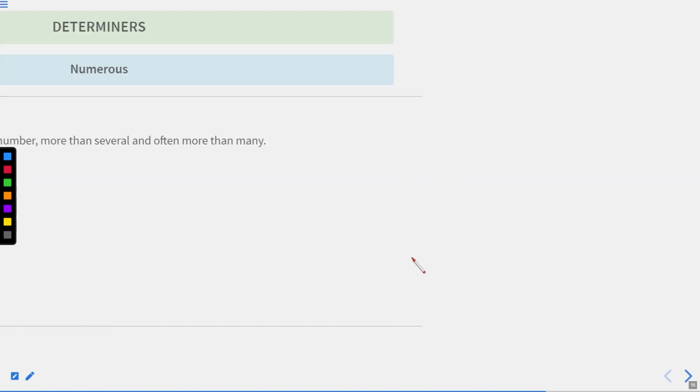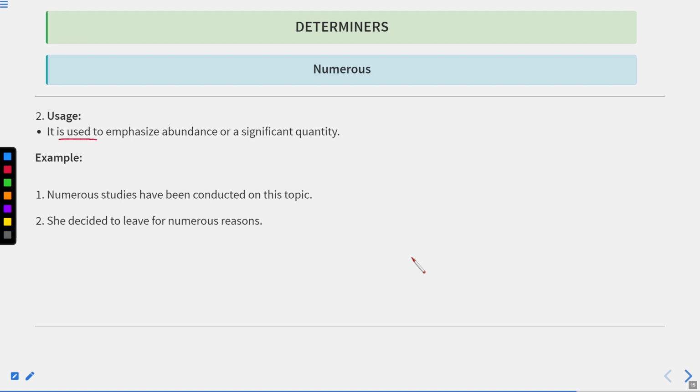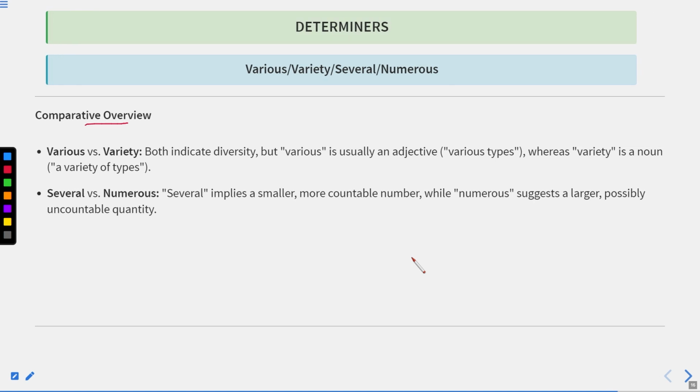Okay. Now, the word numerous. Numerous studies have been conducted on this topic. She decided to leave for numerous reasons. Comparative overview: both indicate diversity, but "various" is usually an adjective, as in various types, whereas "variety" is a noun, as in a variety of types.